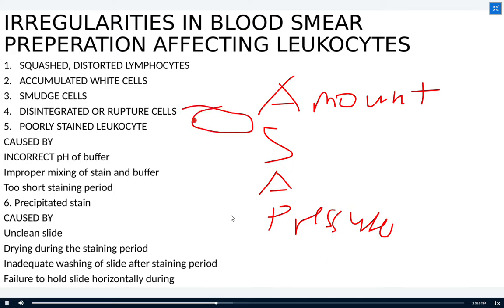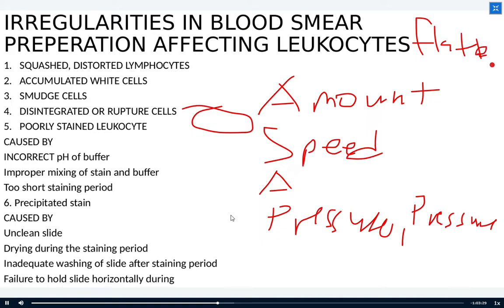What else? When you say accumulated white cells, they accumulate at the bottom when you smear like that. Speed. Pressure is also possible, right? Because the more pressure you put on it, they can be pushed together. How about your smudge cells? When you say smudge cells, these are cells that are flattened.